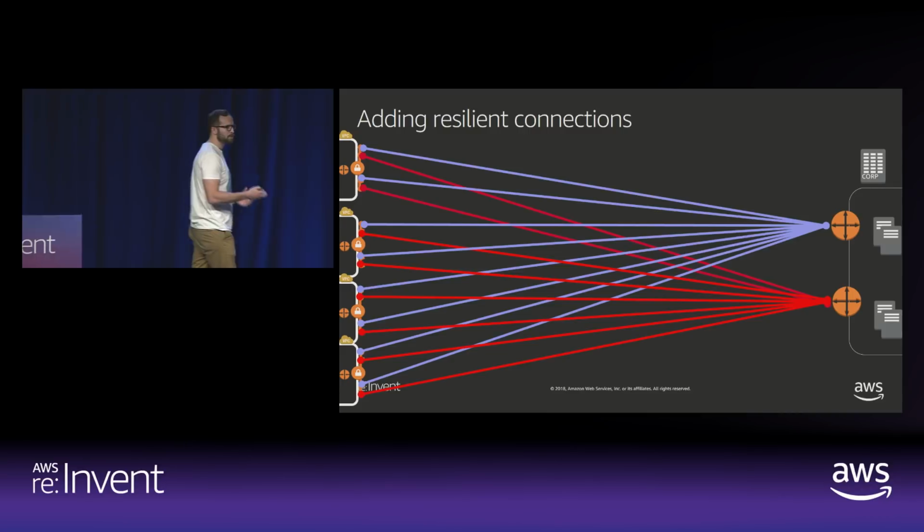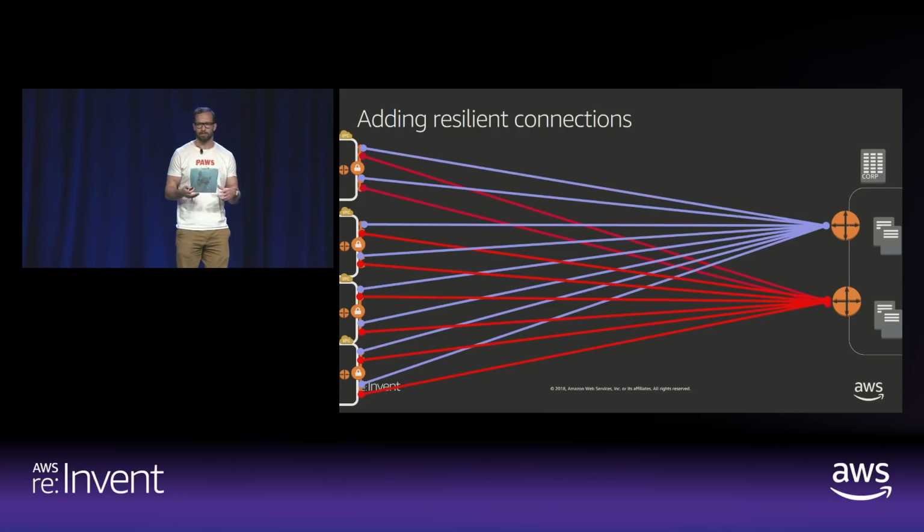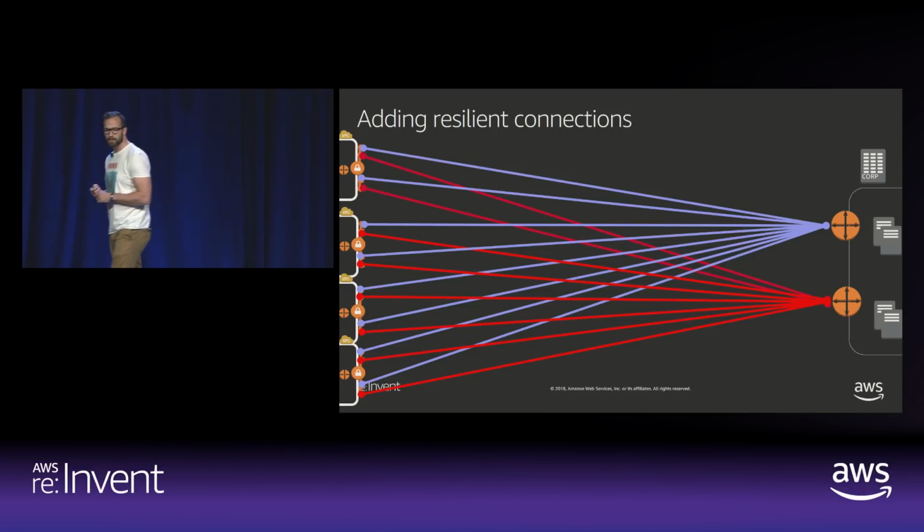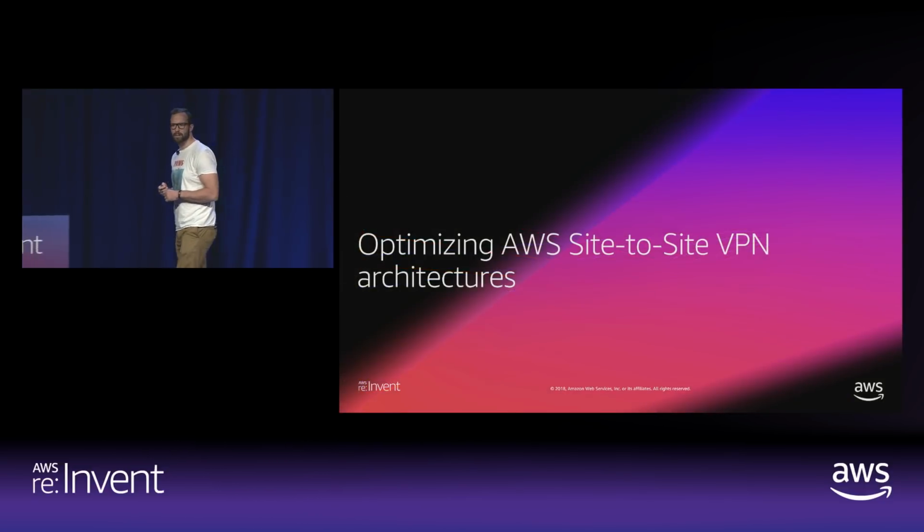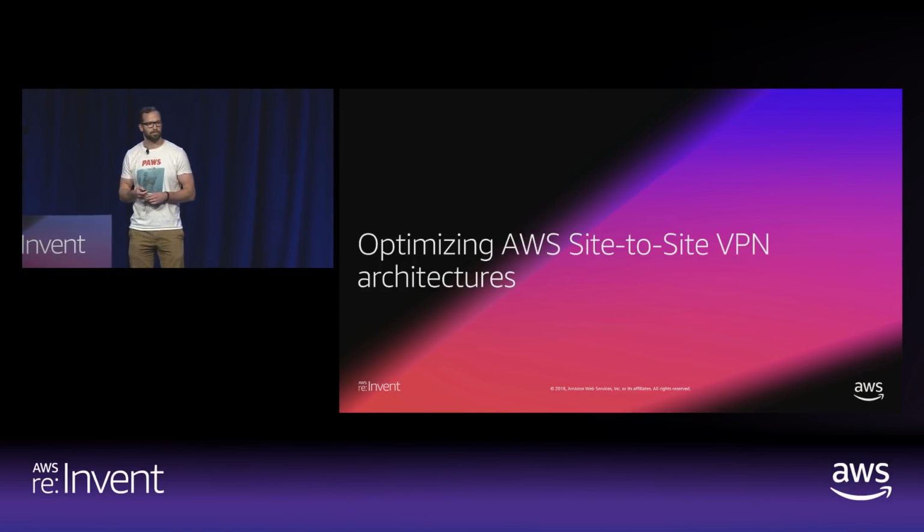A lot of customers have built automation to deal with that number of VPN tunnels. But for some customers, this is a complexity they really don't want to deal with. So can we actually do anything to simplify and optimize that VPN setup?